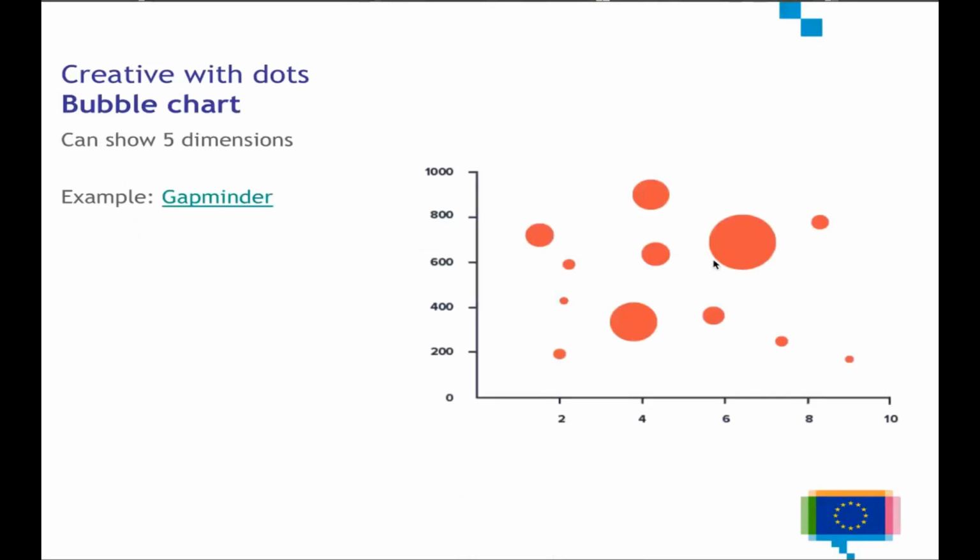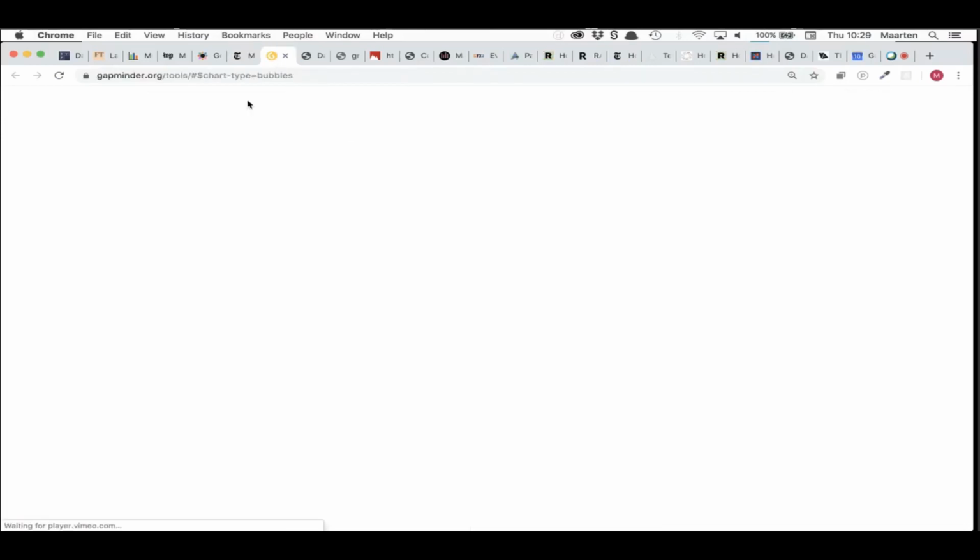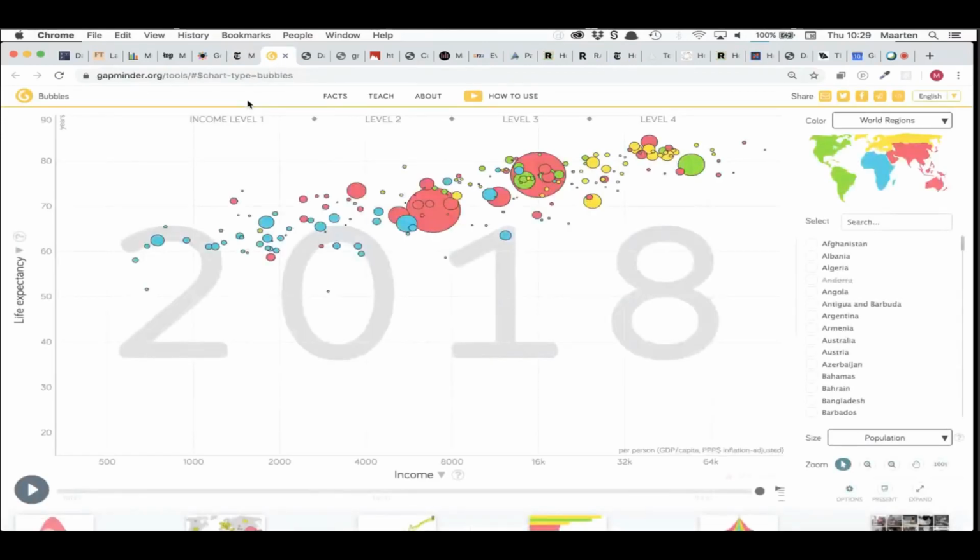And the last visualization technique with dots is what is usually called a bubble chart. And a bubble chart is very good at showing you many different dimensions in your data set. And the most classical example of this bubble chart was developed by a Swedish professor called Hans Rosling, and he used a bubble chart to tell some data stories about statistics of different countries. So some of you might recognize this chart.